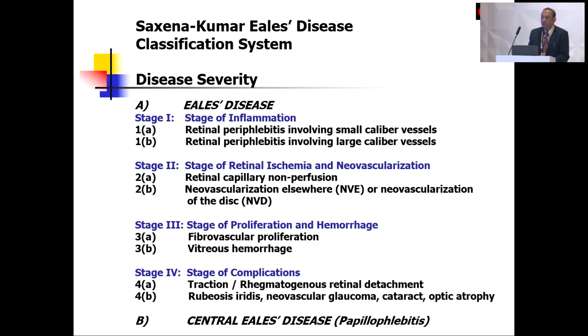As the disease progresses, the next is the stage of proliferation and hemorrhage, where we have fibrovascular proliferation, and subsequently as the vitreous contracts and this fibrovascular tissue gives way, this leads to vitreous hemorrhage. And finally, as the disease complicates, we have the stage of complications, where there is a tractional or rhegmatogenous component of the detachment. And as a last stage, the patient may present with rubeosis, neovascular glaucoma, cataract, and optic atrophy.